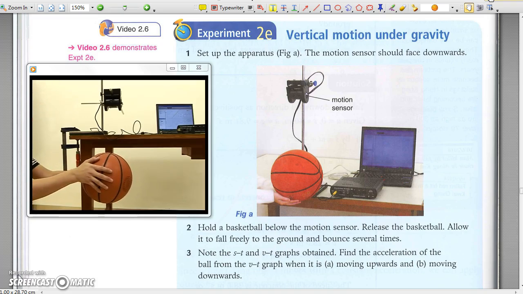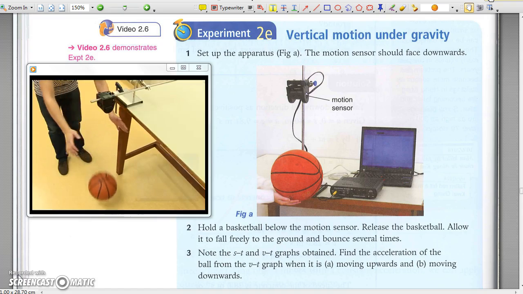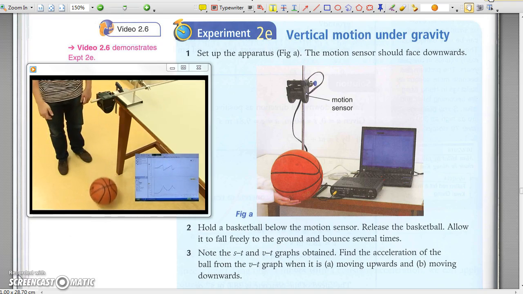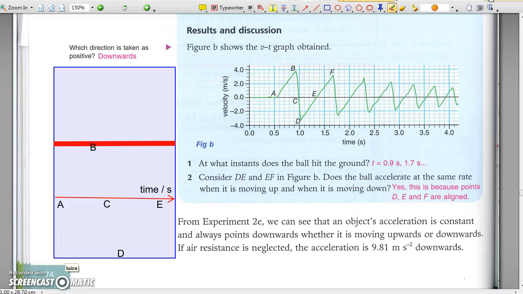The basketball is released under the motion sensor and it bounces several times before it comes to a rest. And the velocity time graph repeats in a similar manner several times, as shown in figure B below. The motion starts when the basketball is let go.